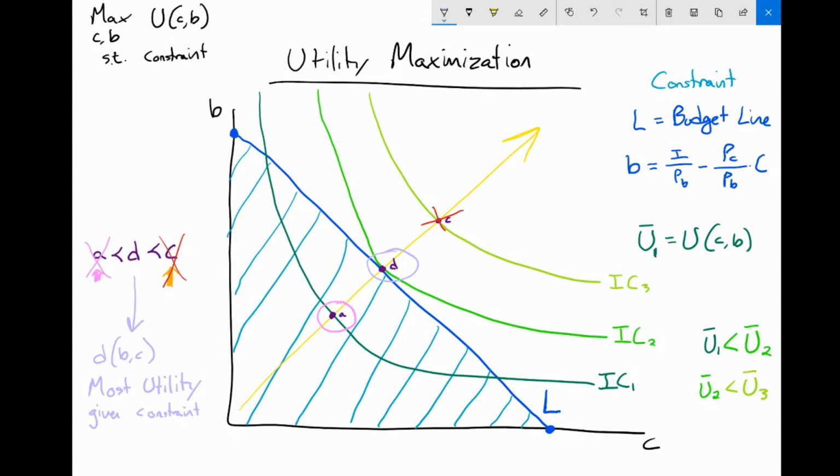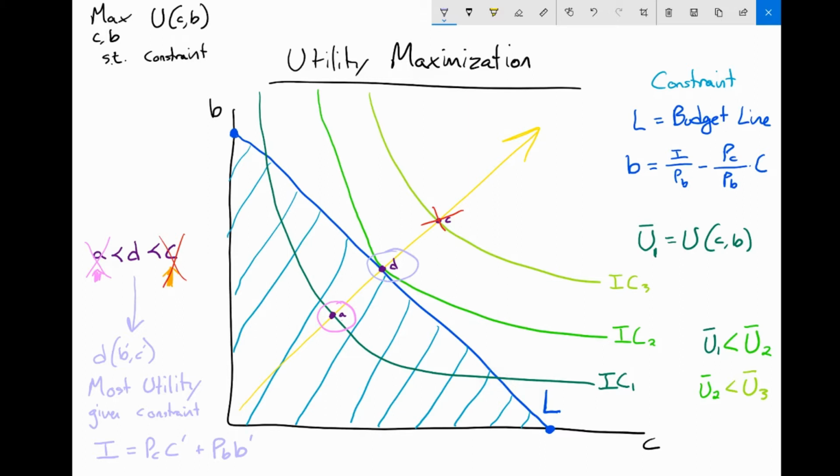At bundle D, let's just call this D prime, income will be equal to the spending, that means they're going to spend all of their money on bagels and coffee. So bundle D gives them the most utility that they're able to achieve given their budget constraint, and they end up spending all of their money. So they maximize their utility by choosing bundle D.